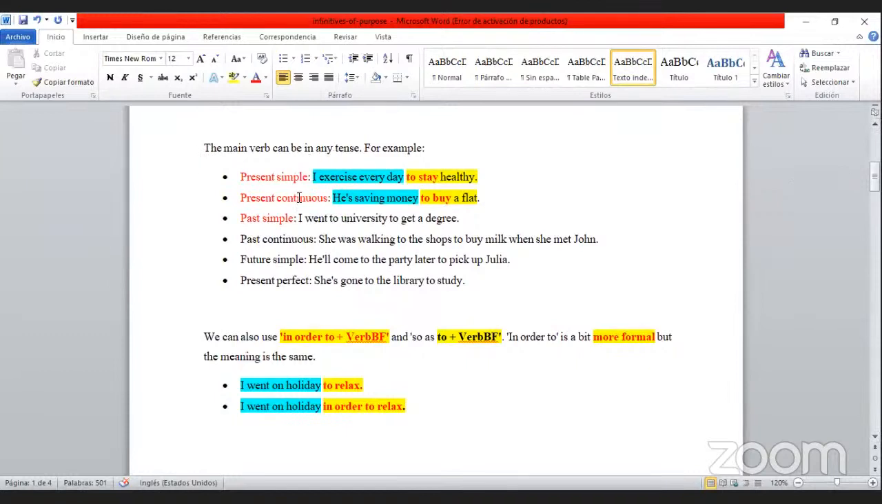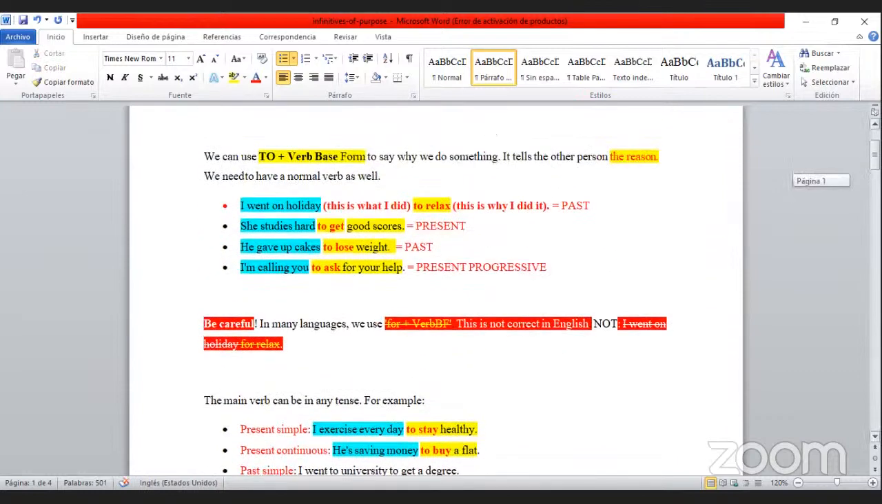So here we have more examples. As you go practicing, you could realize, for example, what time is this? Simple present. I exercise every day. The reason? To stay healthy. Continuous: he's saving money. Why? To buy a flat. So this is the first infinitive with to.